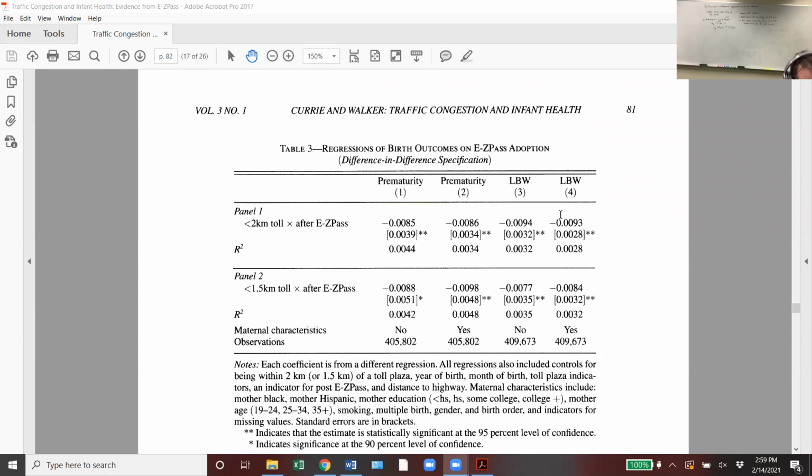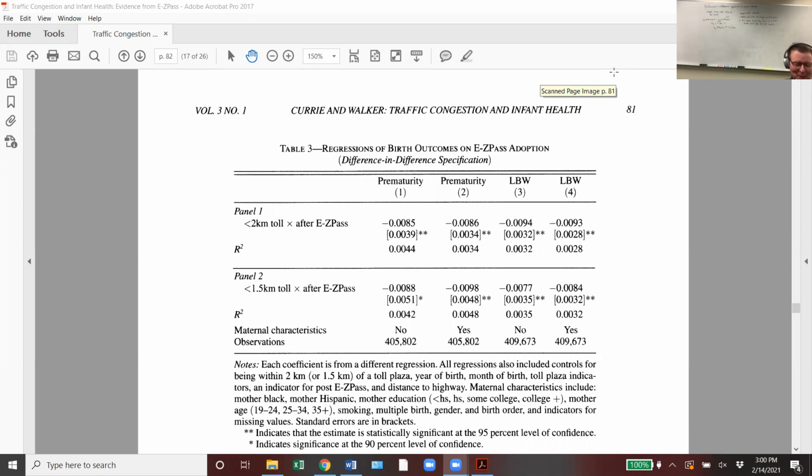So the coefficient that's estimated is 0.0093. Now, this is a dichotomous dependent variable, right? Whether or not the birth was low birth weight. In the typical cavalier economist tradition, this is just a regular linear probability model.